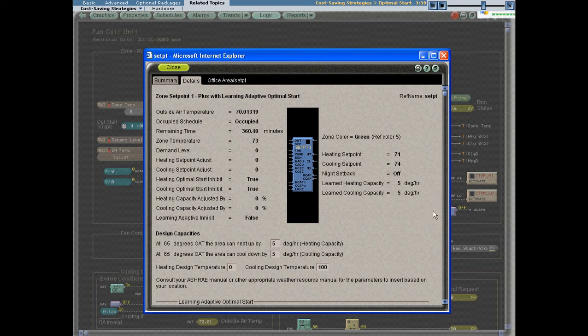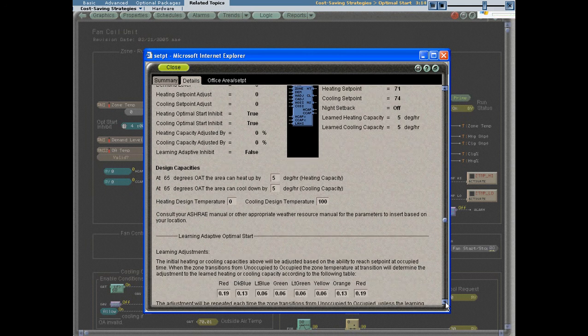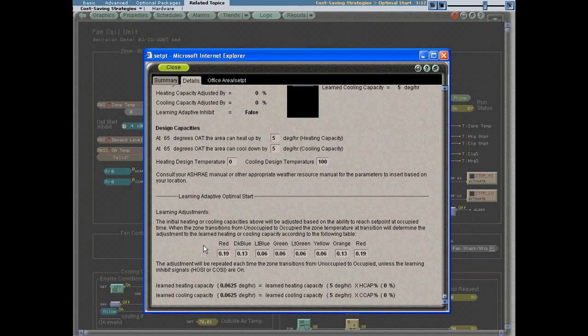Now, we have some advanced functionality in some of our set point microblocks called Learning Adaptive Optimal Start. Notice that this one has Learning Adaptive Optimal Start. Not all of our set point microblocks have that. That's a choice the engineer can make. And the concept behind this is pretty simple.